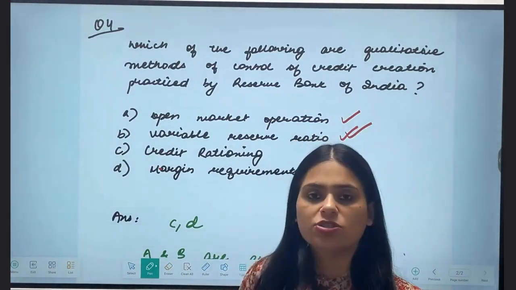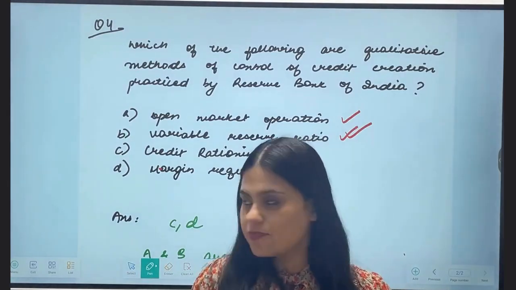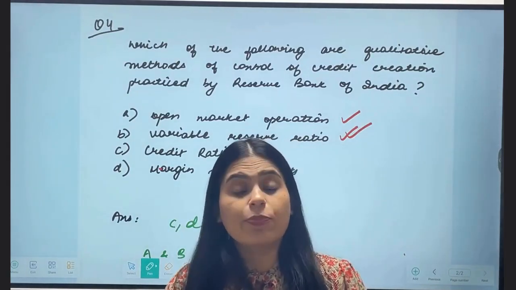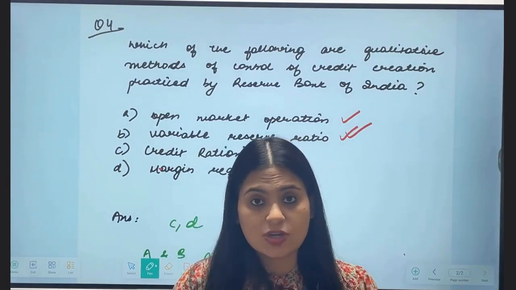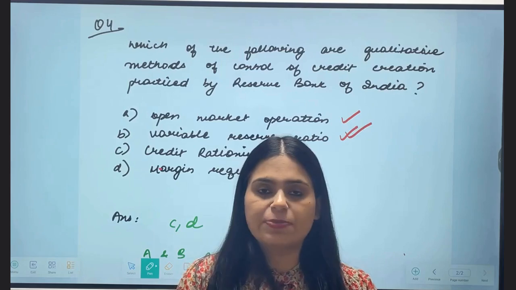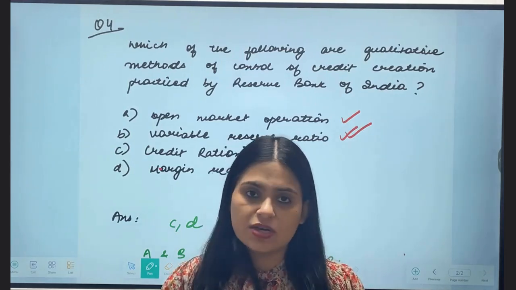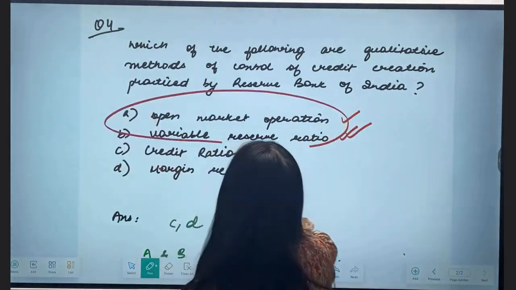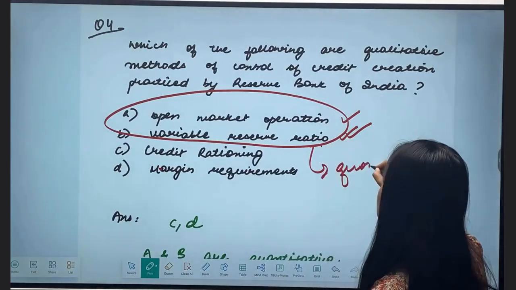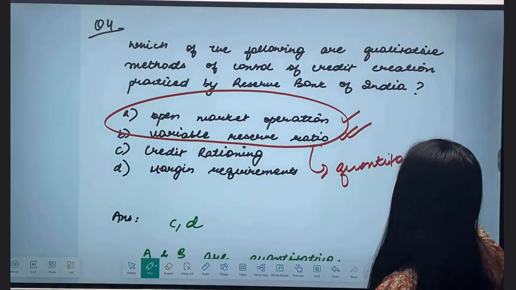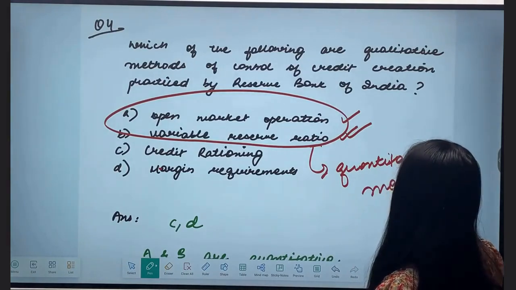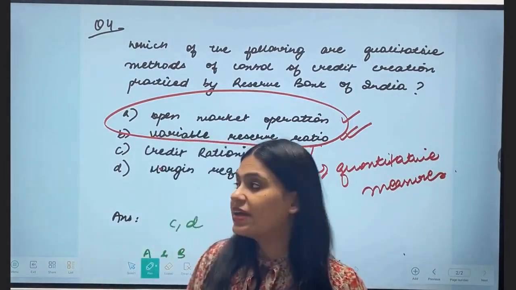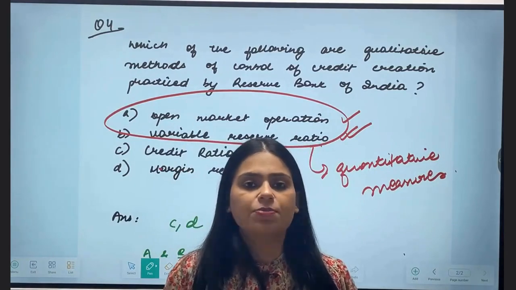Beta, what is open market operation? Purchase and sale of securities. What is reserve ratio? SLR, CRR. Keep repo rate and reverse repo rate separate. When we fluctuate SLR or CRR, that's reserve ratio. These two are quantitative measures. But what is credit rationing?